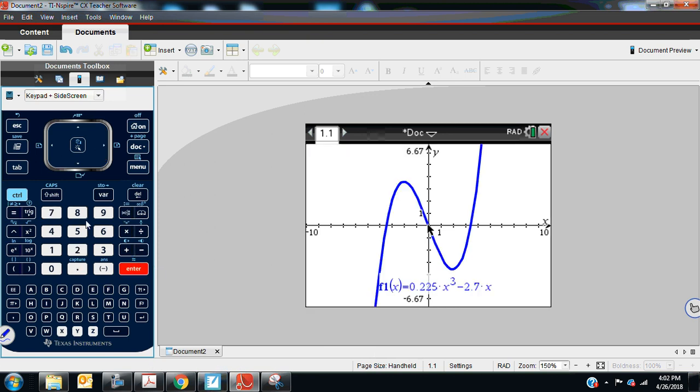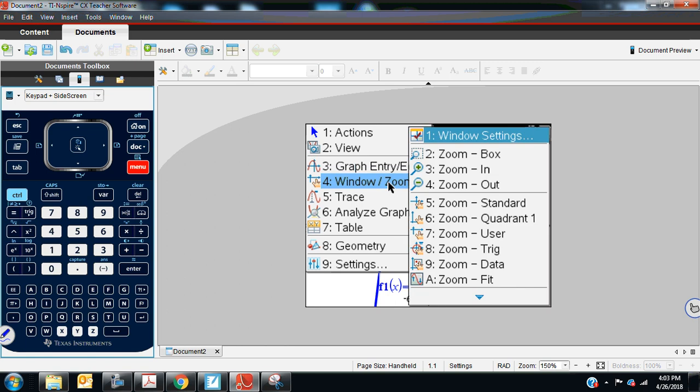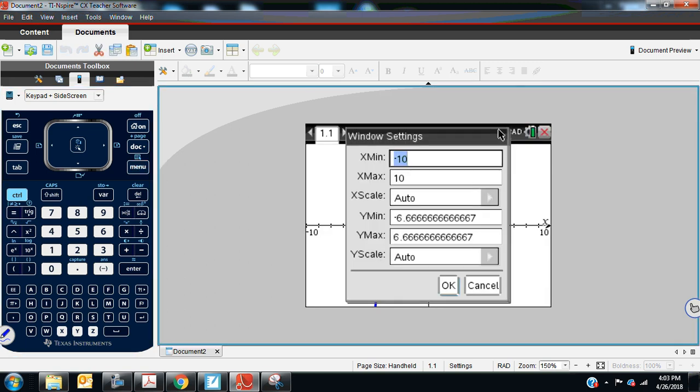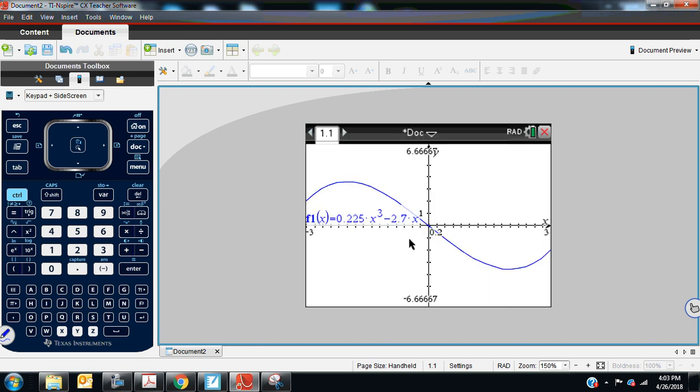When I hit enter, I only want to see between -3 and 3 on the x-axis, so I go to window settings and change them to -3 to +3 for x. That was menu, window/zoom, window settings. And now I can see the -3 to 3. I can see where the local minimum point is.